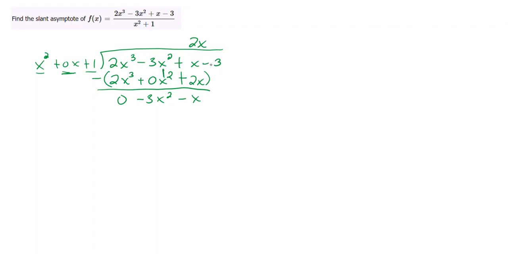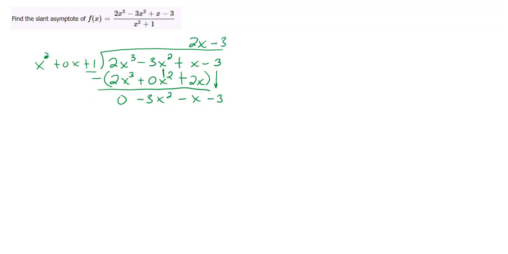Now it's at this point that we're going to bring down the negative 3. So negative 3. And now it's like we're starting over. Now we're going to say, okay, how many times does this go into this? And again, I really just have to look at our first term for the first part of this. So how many times does x squared go into negative 3x squared? That's going to go in negative 3 times.